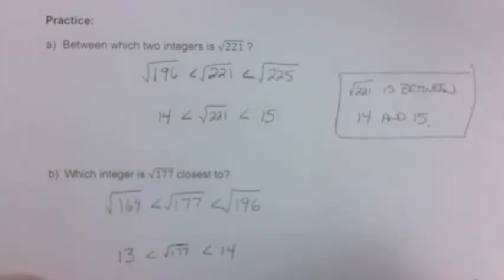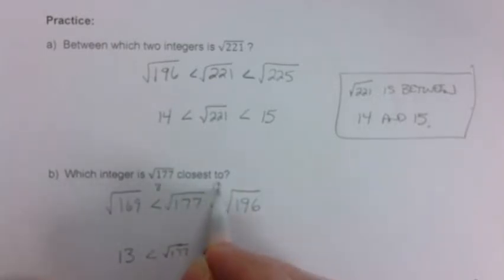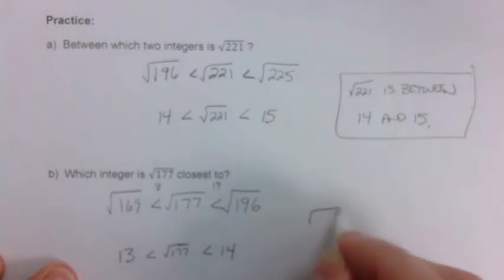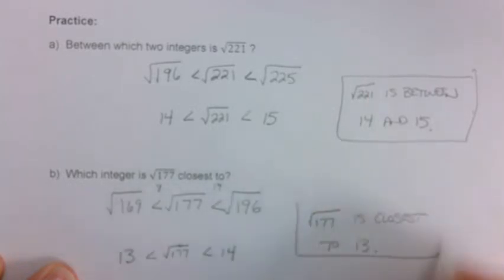Now, is the square root of 177 closer to 13 or 14? Well, go back and look at the perfect squares of 169 and 196. 169 and 177 are 8 apart. 177 and 196 are 19 apart. So the square root of 177 is closer to the square root of 169, which is equal to 13. The square root of 177 is closest to 13.